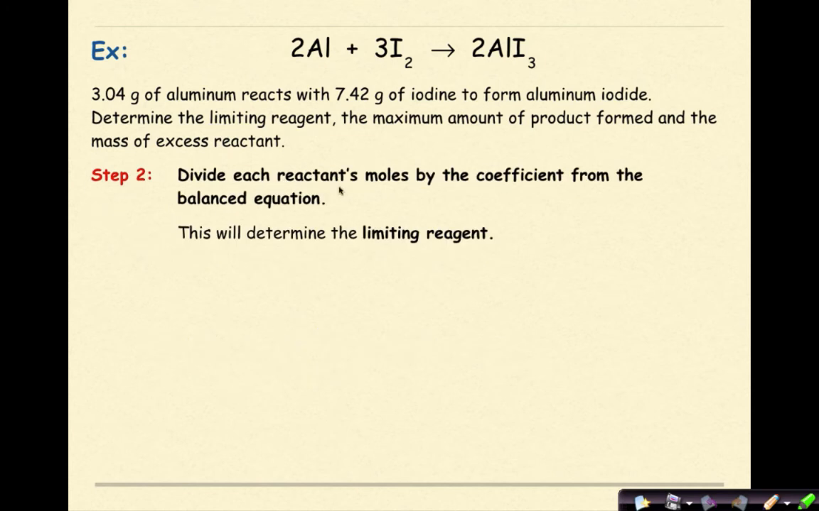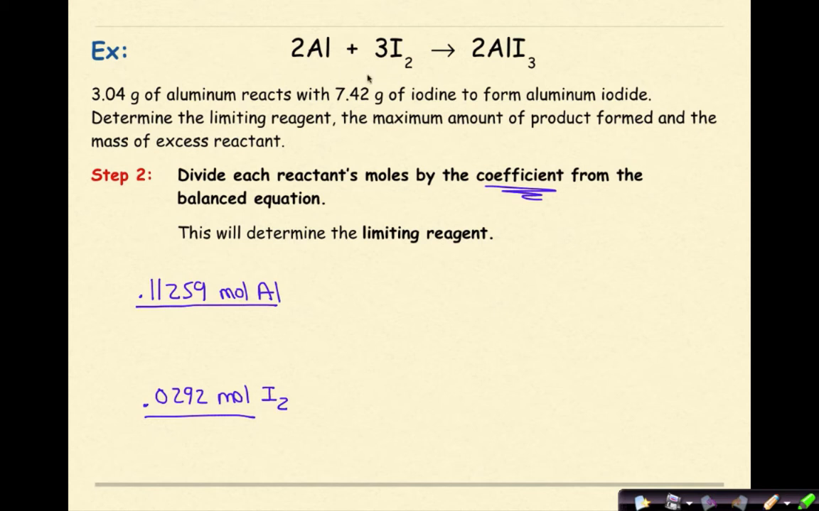Step 2, divide each reactant's moles by the coefficient from the balanced equation. This is going to determine the limiting reagent. From step 1, I had 0.11259 moles of aluminum, and I had 0.0292 moles of I2. So what I'm going to do here is divide each of these by the coefficient from the balanced equation. The coefficient in front of the Al is 2, so I'm going to put a 2 here.